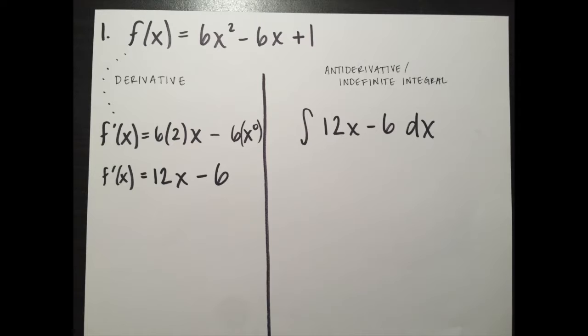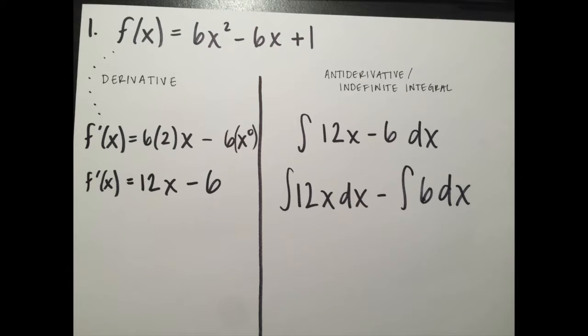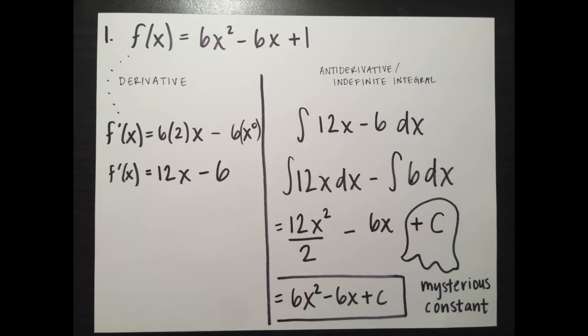Okay, so after all that, we'll integrate to undo this. We're going to take our derivative, draw an integral sign out in front, and integrate with respect to x. That's the dx. Here we'll simplify and separate into 2 integrals. This gives us the integral of 12x dx minus the integral of 6 dx. So back to our mantra, we're going to add 1 to the power and divide by the new power. We'll get 12x squared divided by 2 minus 6x.